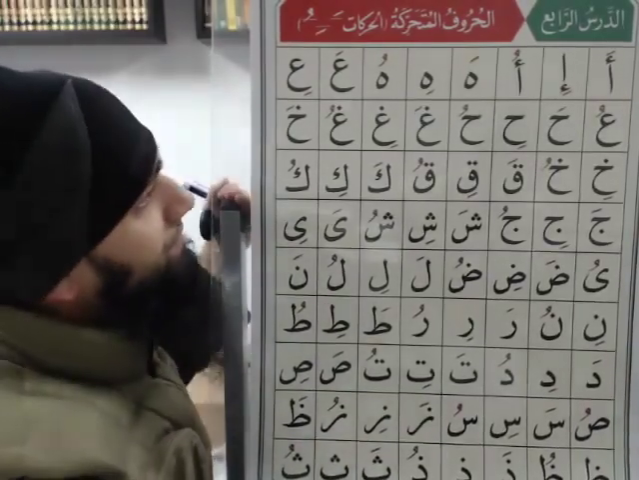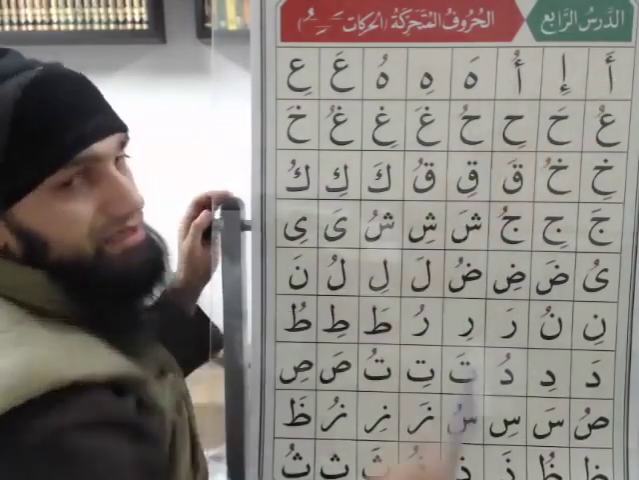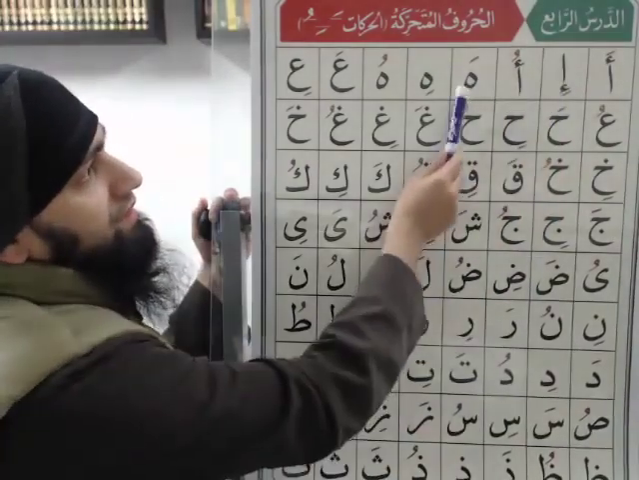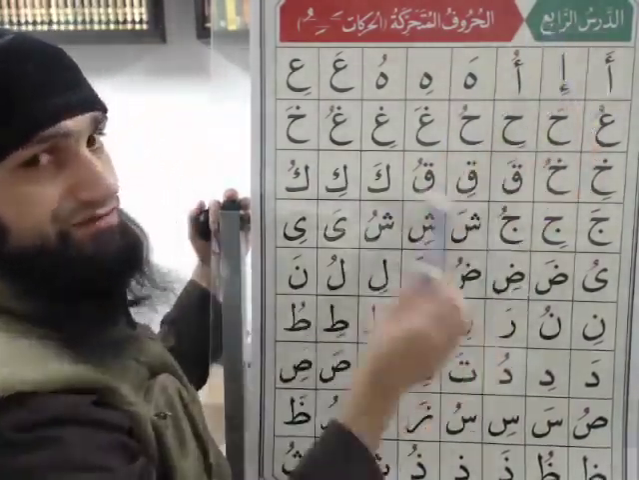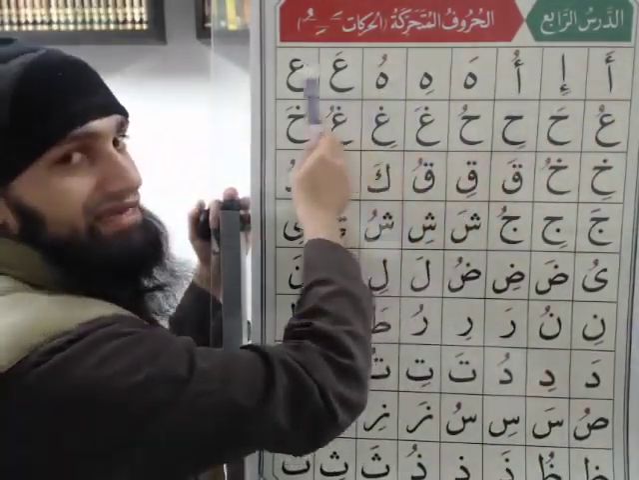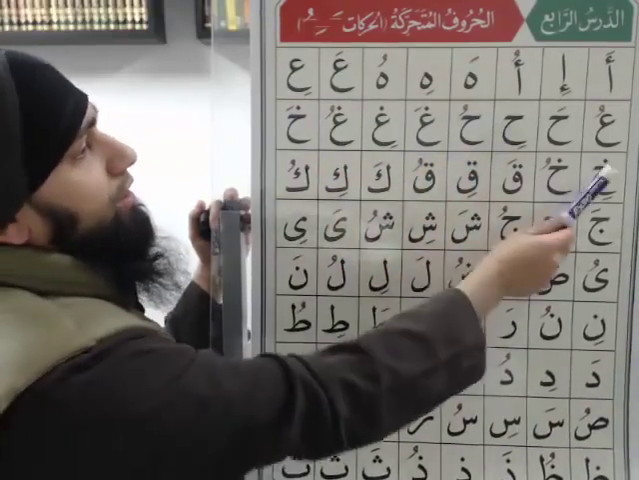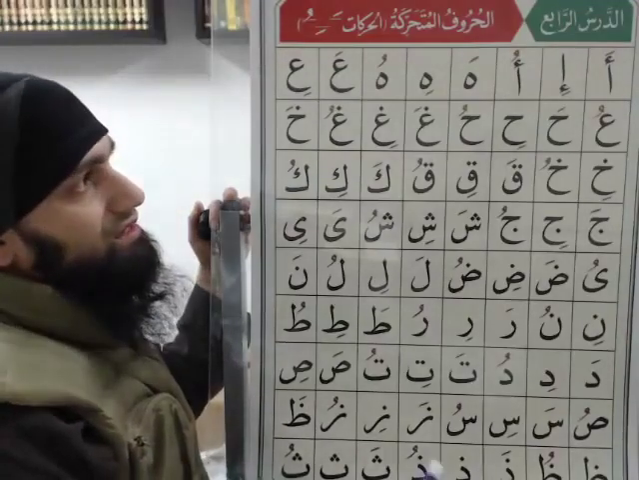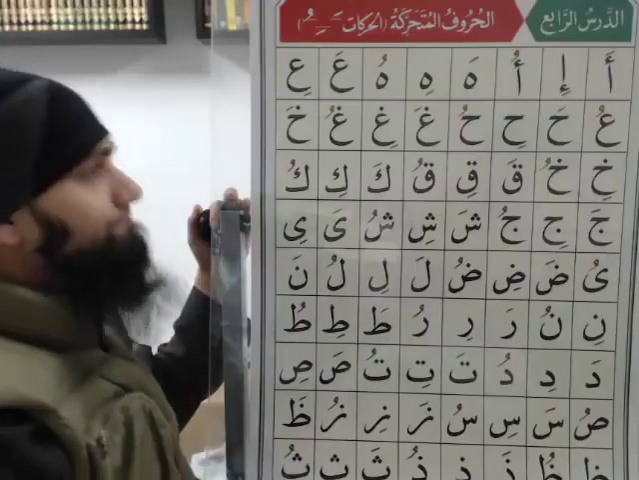Let's cover them. Now you see each letter is repeated how many times? Three times. 1, 2, 3. And this is Hamza, Hamza, Hamza. Remember we said Hamza can come on top of Alif, it's pronounced Hamza. Hamza, Ha, Ain, Ghain, Kha. Why are they repeated three times? Because one has a fatha, one has a kasra, one has a dhamma.